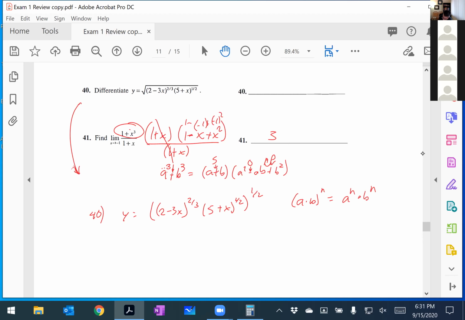So what I can do here is I can say, well, this is the same as 2 minus 3x to the 2/3, raised to the 1/2, times 5 plus x to the 1/2, raised to the 1/2.